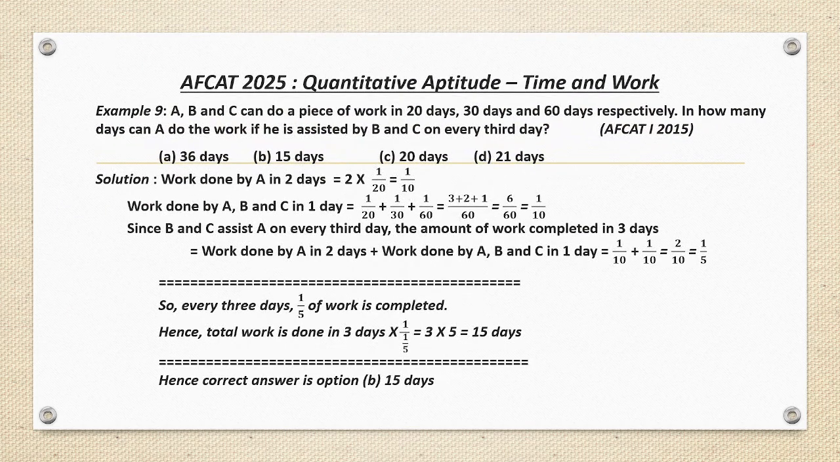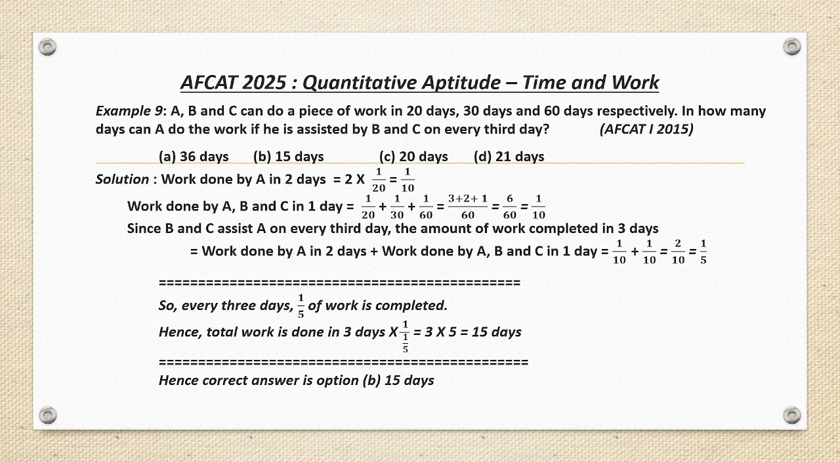Now, let us check the next example. This is also a PYQ. Right? A, B, and C can do a piece of work in 20 days, 30 days, and 60 days respectively. In how many days can A do the work if he is assisted by B and C on every third day? Right. So, A is working every day and B and C work with him only on every third day. Right. So, let us see. Please try this question on your own. Take a minute, pause.